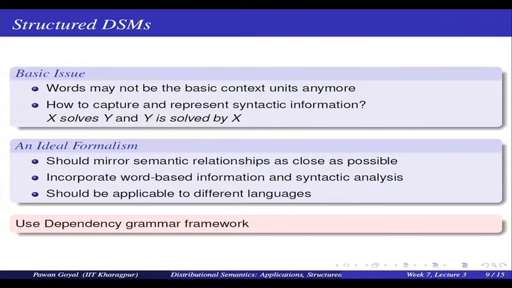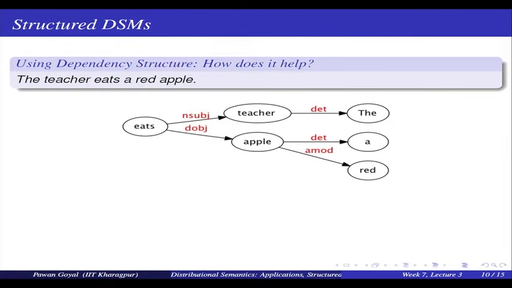What is the idea? So let us say I have a sentence like the teacher eats a red apple. I can first formulate a dependency graph for the sentence. Now I can use these dependency relations to say that only some sorts of dependency relations are interesting and others are not interesting.